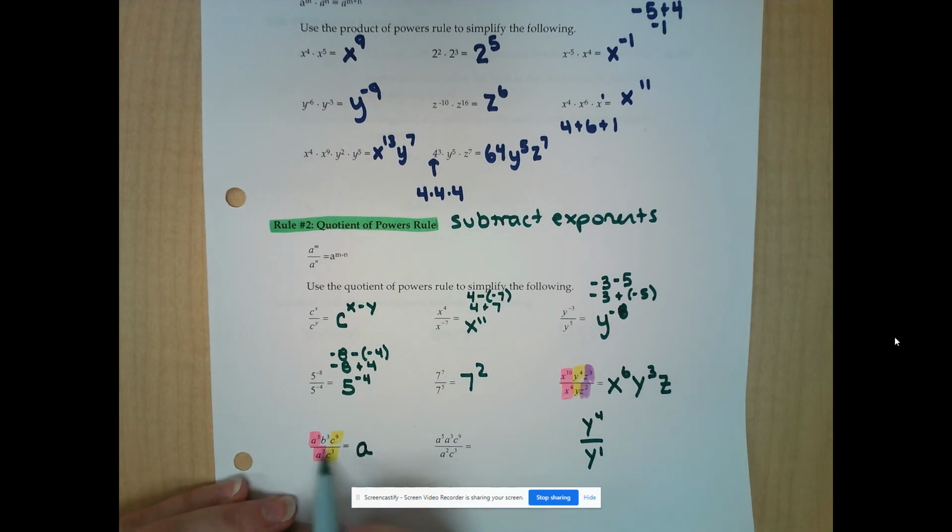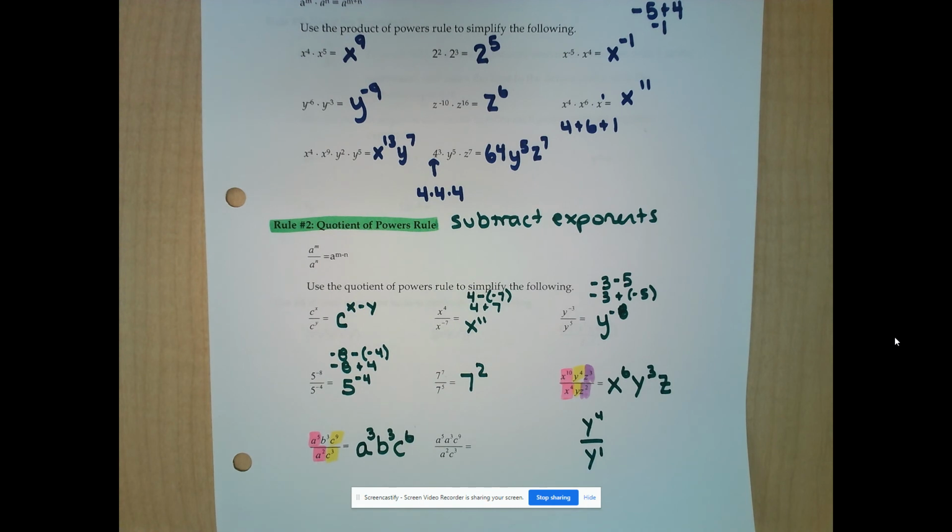So a, 5 take away 2 would be a to the 3rd. I cannot simplify the b to the 3rd, so I'm just going to leave it b to the 3rd. And c to the 9th over c to the 3rd, if I do 9 take away 3, I have c to the 6th. So always making sure that I am simplifying ones that have the same base.